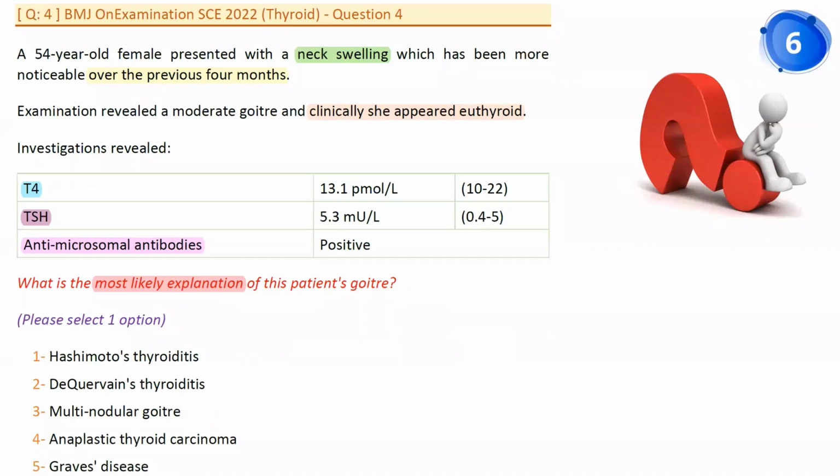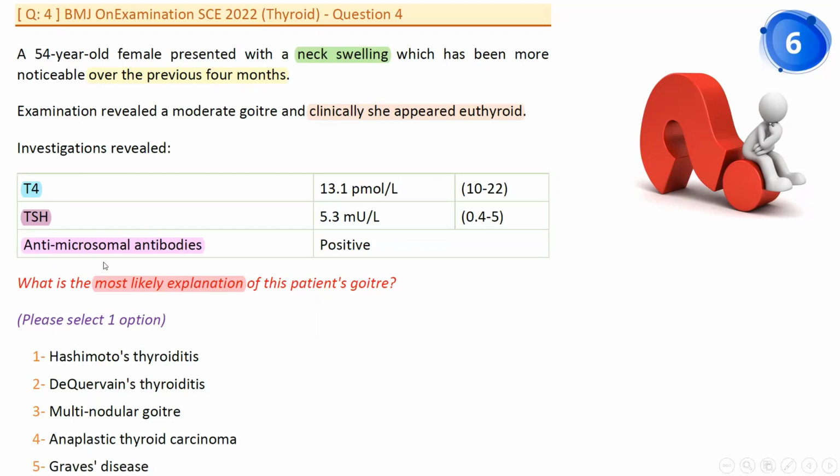So I will go to another question based on this. This is from an examination. A 54-year-old female presented with a neck swelling. Once you see neck swelling, you should ask whether it is a diffuse thyroid swelling or a localized one, which means a thyroid nodule or a cervical lymph node. Noticed over the previous 4 months. Clinically, the patient is euthyroid. The most important test is TSH, which is mildly elevated. What about the T4? It is normal. So in this situation, this is subclinical hypothyroidism.